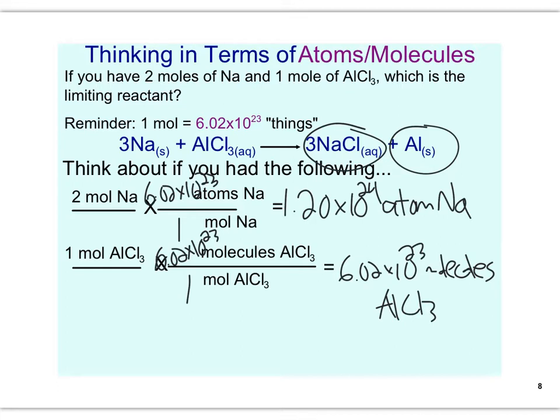In this case, we have twice as many atoms of sodium as we did aluminum chloride, but according to the reaction, we actually need 3 sodiums for every 1 aluminum chloride. So looking at it in terms of atoms, we can actually know that sodium is going to be our limiter. We don't have a big enough ratio. We only have twice as many. We need 3 times as many. So just kind of going back to the roots and understanding this in terms of atoms and molecules.